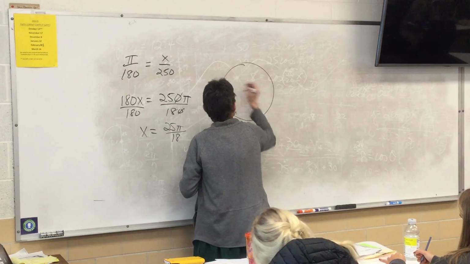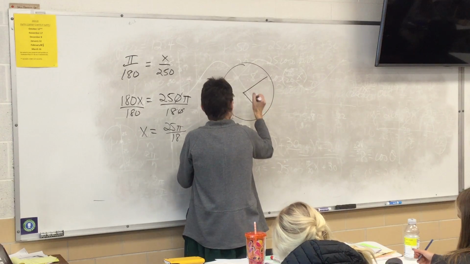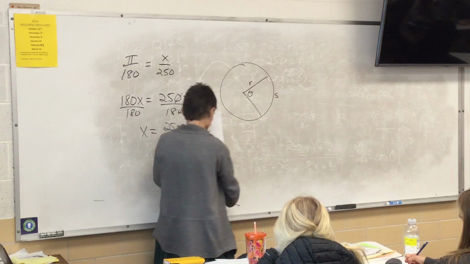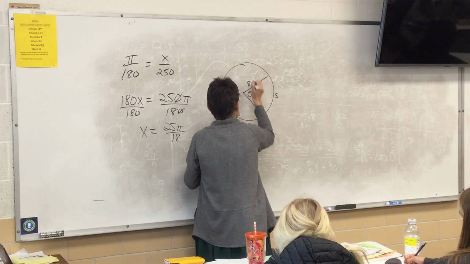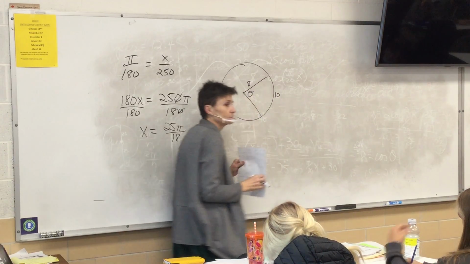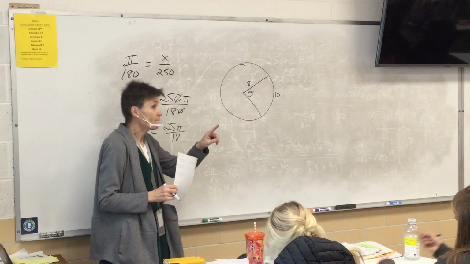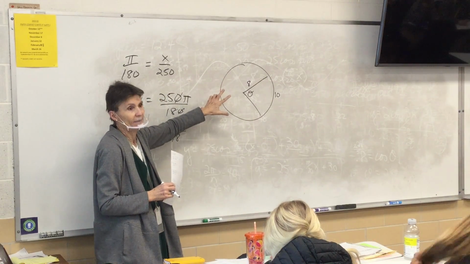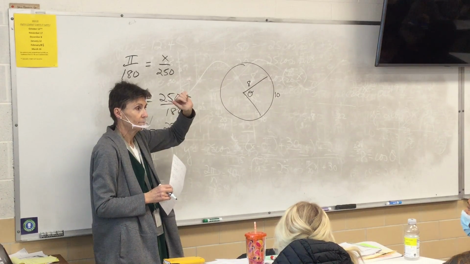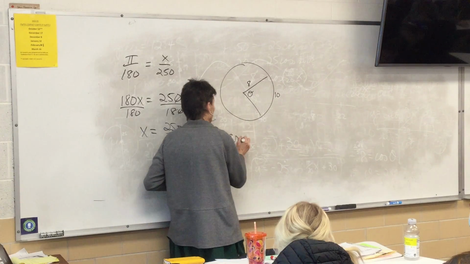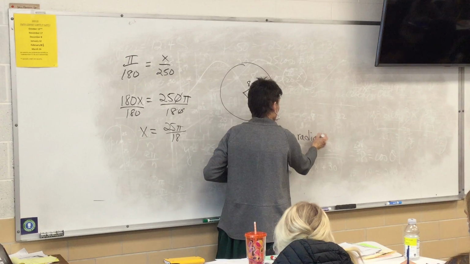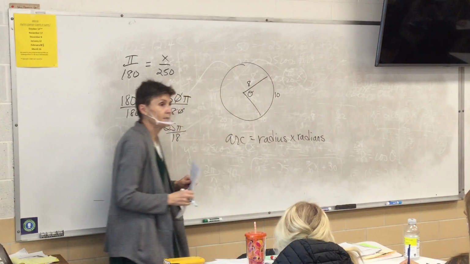Now the next one's one of these guys. And I told you when we talked about this, well, let me just put the numbers in. The radius is 8. And the arc length is 10. There's a formula associated with that setup, arc length. Who remembers the formula, Abby? Arc length equals radius times radians. Exactly. Radius times radians.